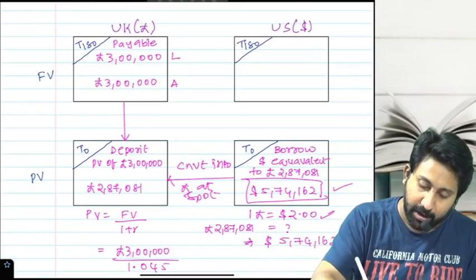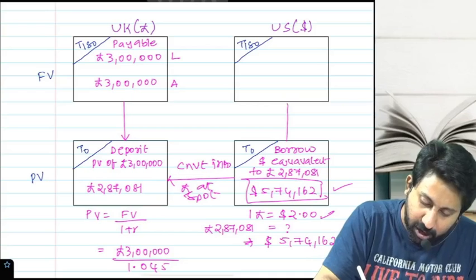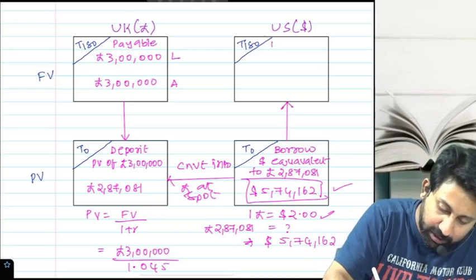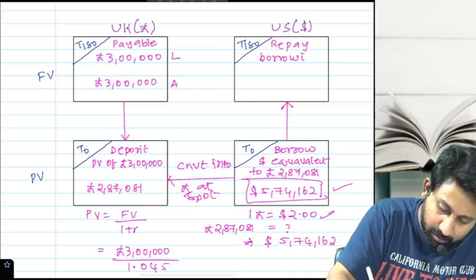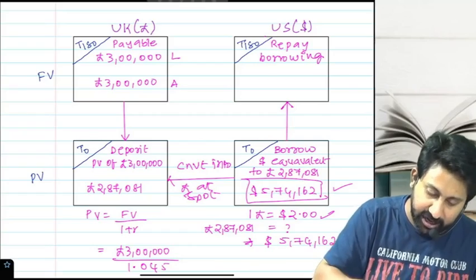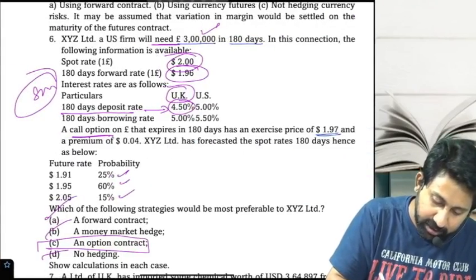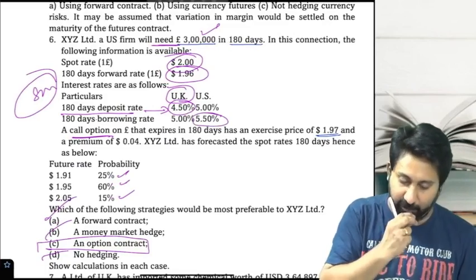Okay, now you will borrow here. When you borrow here, what do you need to do? After 180 days you have to repay the borrowing. What is the borrowing rate in USA? It is 5.5.